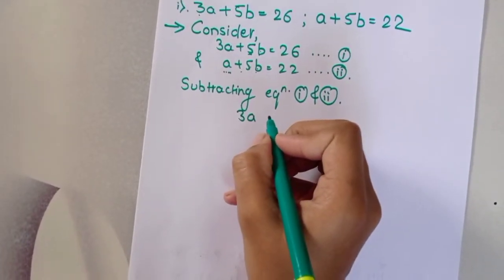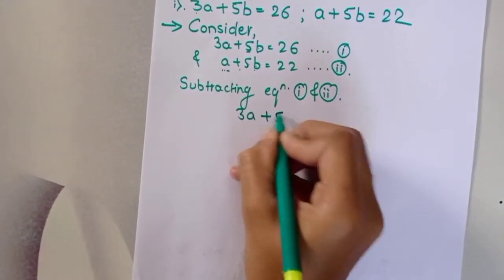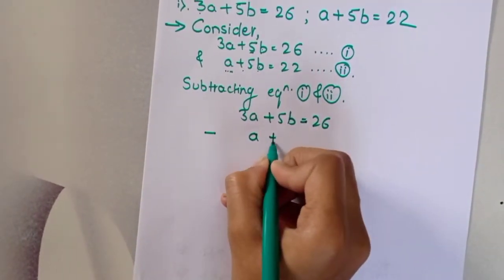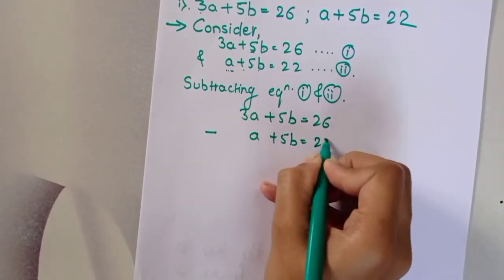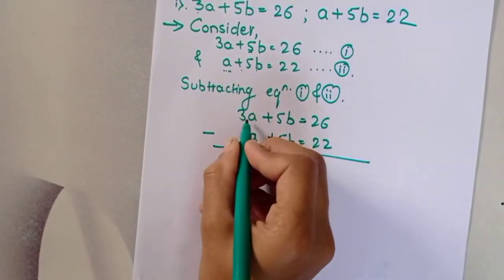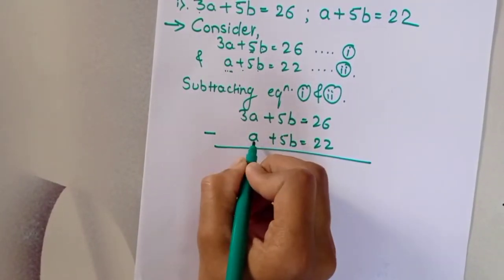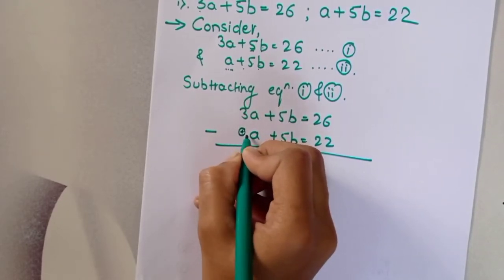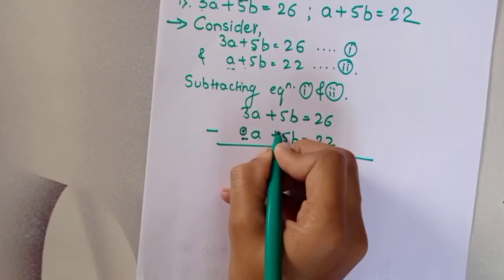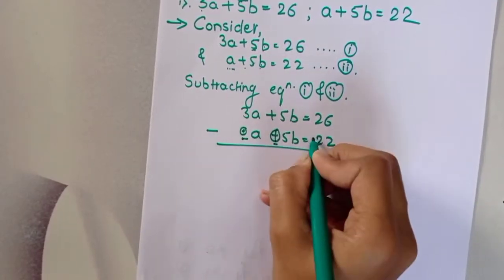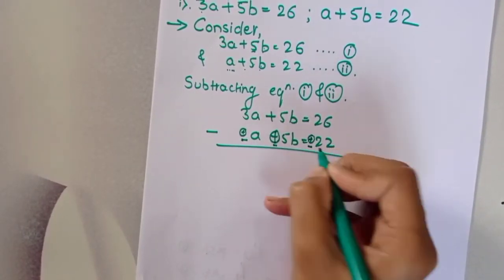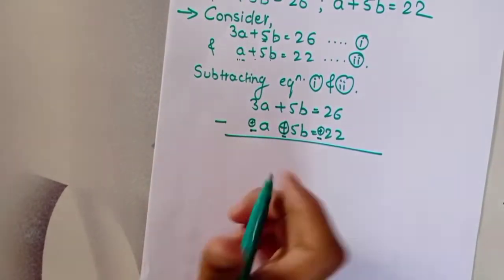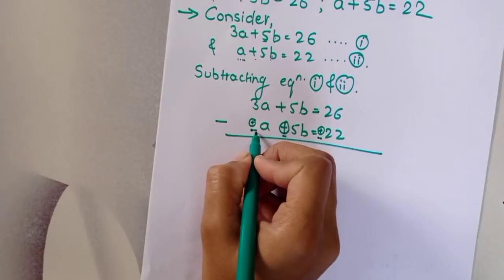3a plus 5b is equal to 26, minus a plus 5b is equal to 22. Directly considering as 3a minus a, we can change the signs here. Here plus is there, nothing is there, meaning it will become minus. This plus becomes minus, and here plus is there, it becomes minus. Now, there is no work of this minus. We have to consider these changed signs.